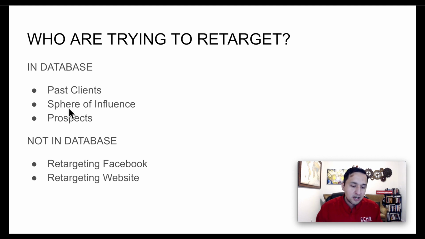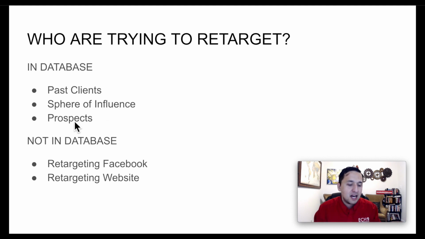And we're trying to retarget to our sphere of influence. We want to demonstrate that we're successful. We want to be everywhere. So our sphere of influence, if we forget to invite them to coffee, if we forget to call them or stay engaged with them, we at least have a paid way to reach those.